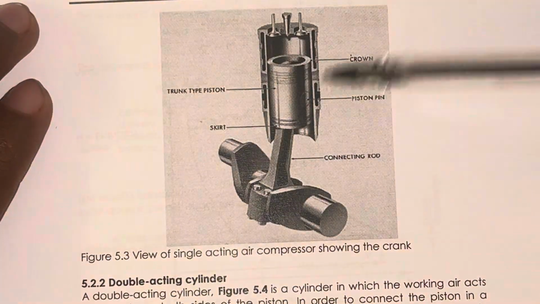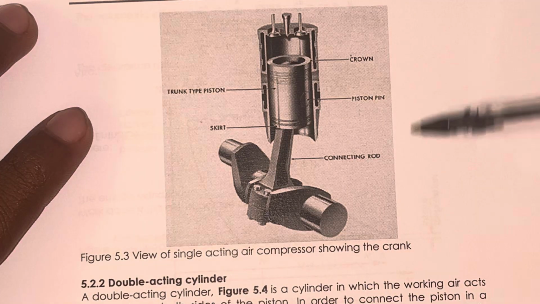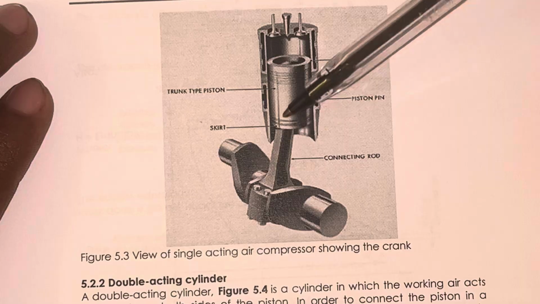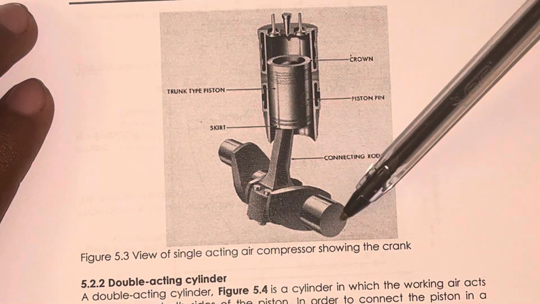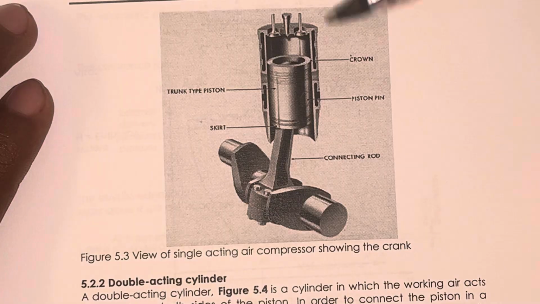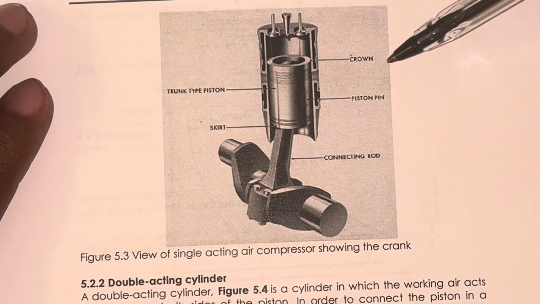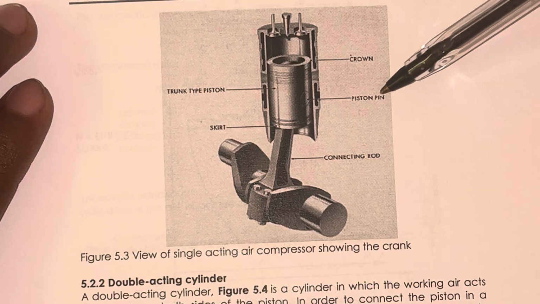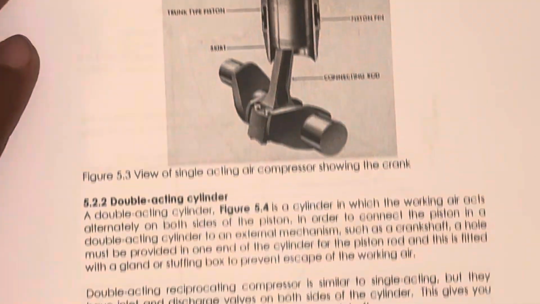What we have in front of us here is a single acting air compressor showing the crank. When we say showing the crank, this over here is the crank, otherwise known as the crankshaft. We have a trunk type piston, we have a crown that's indicated over there, we have a piston pin, and then we have a connecting rod over here.